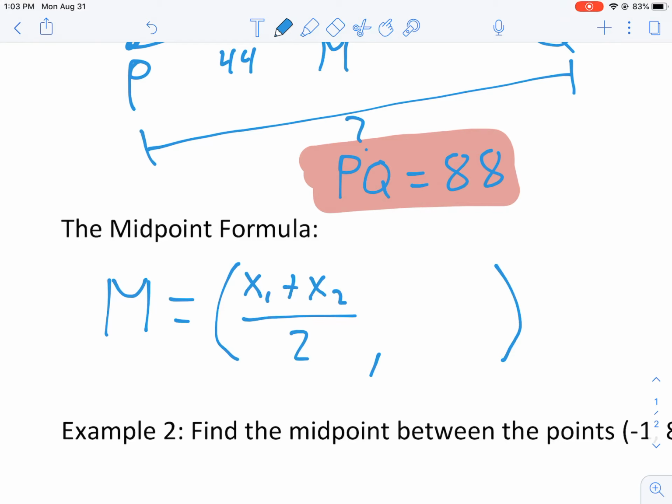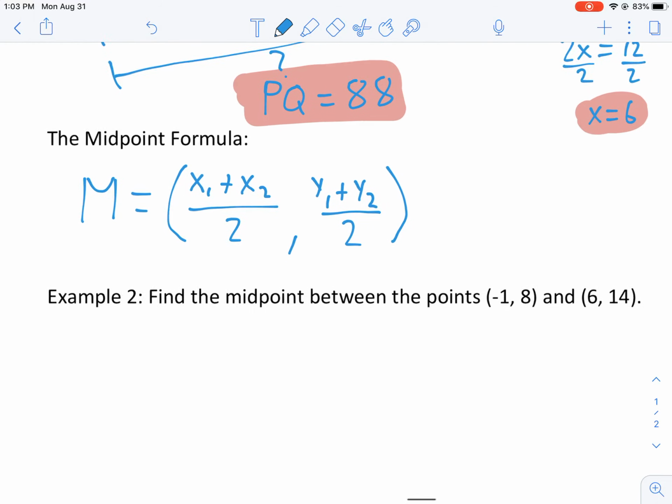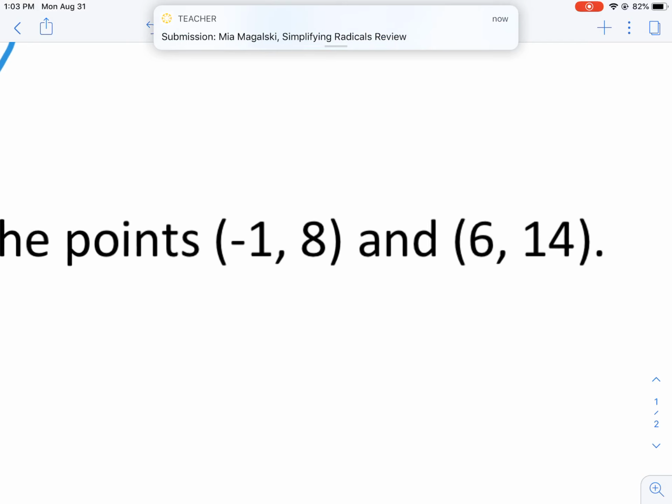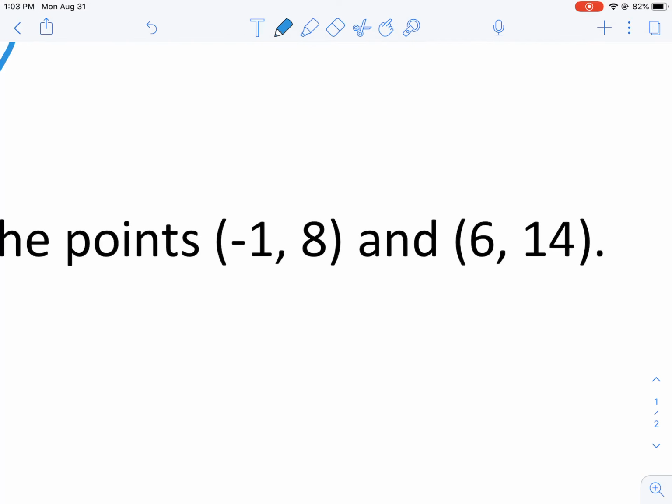Anyway, so you're going to take the mean of both those points, which means you're going to add them up and divide by 2, and you're going to do the same thing for the y's. And what you get is a new point that will be the midpoint of the 2 points that you have. So we're going to do an example here. It says find the midpoint between the points -1, 8 and 6, 14. So what I'm going to do, I'm going to come through.